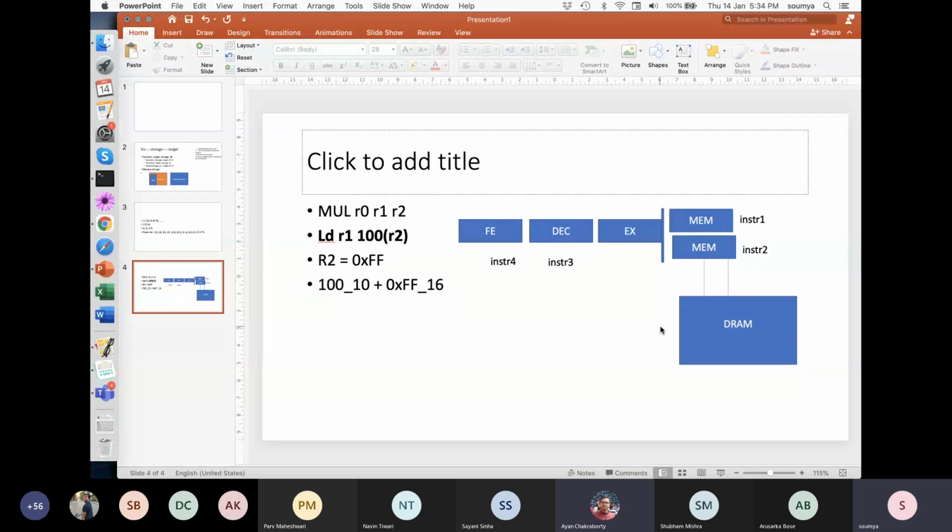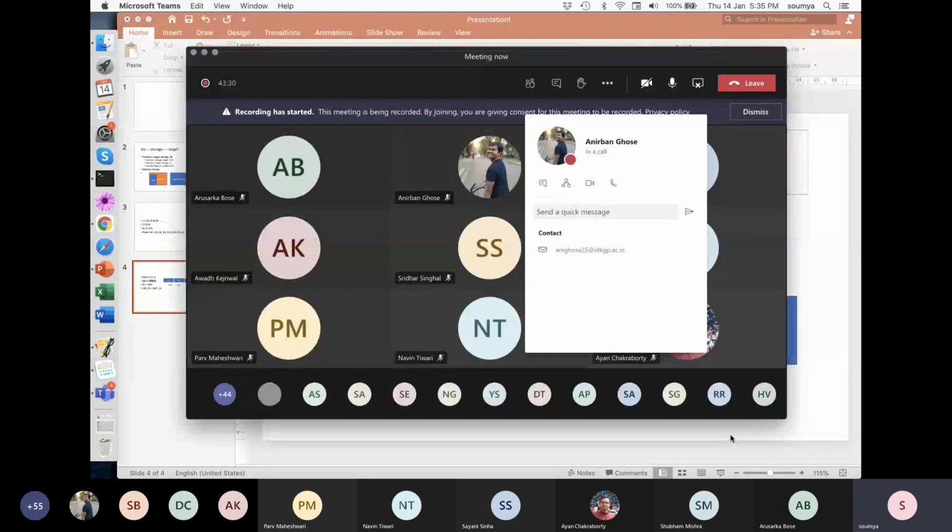Is the structural hazard caused by modifying the structure, or is it because two instructions are trying to access the memory at the same time? The reason is that one cannot access because the other is already accessing. Because one is already in the memory stage, the other cannot progress. Got the point? Okay.